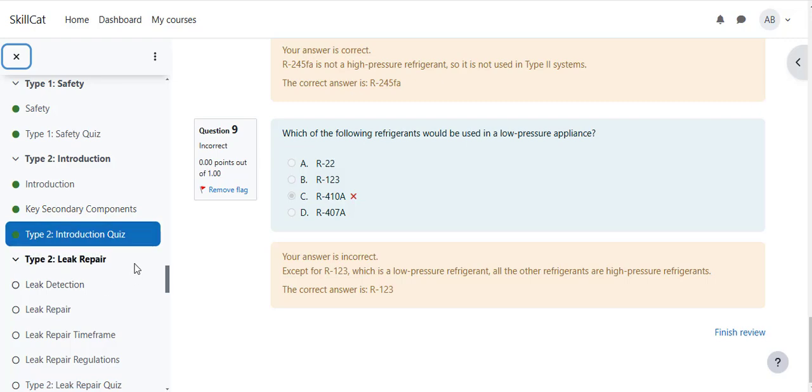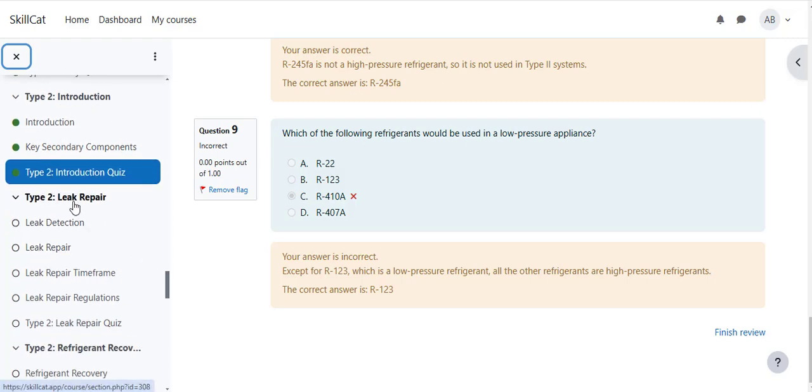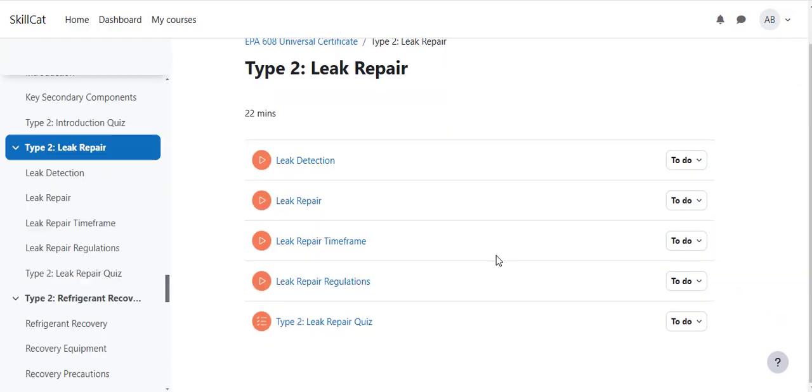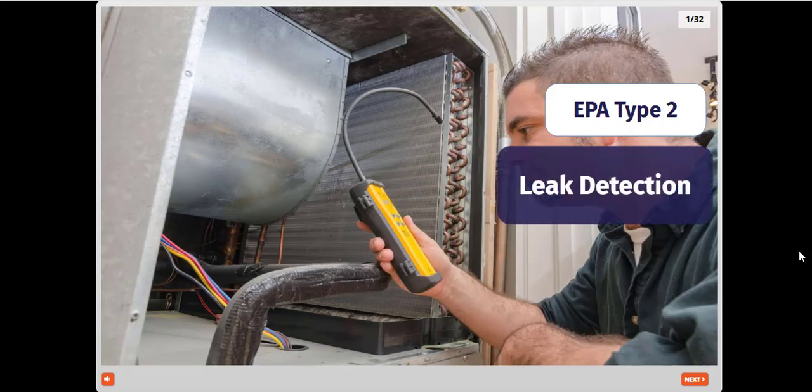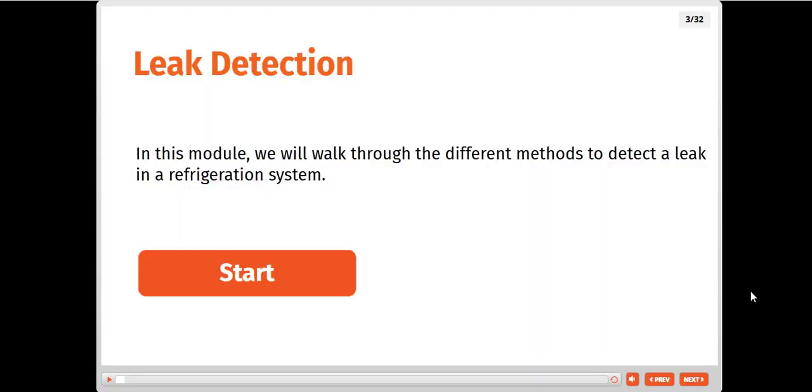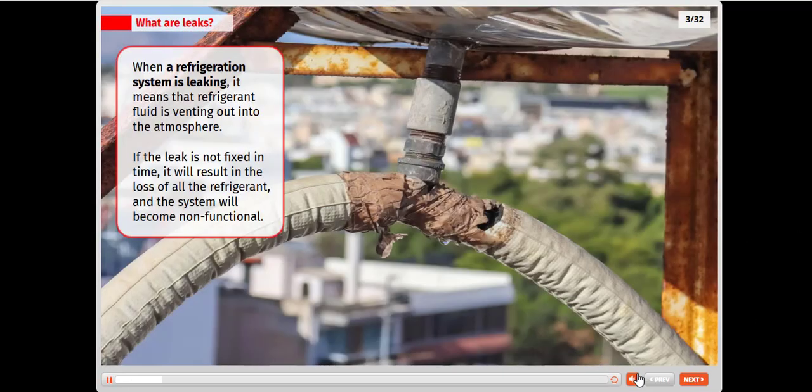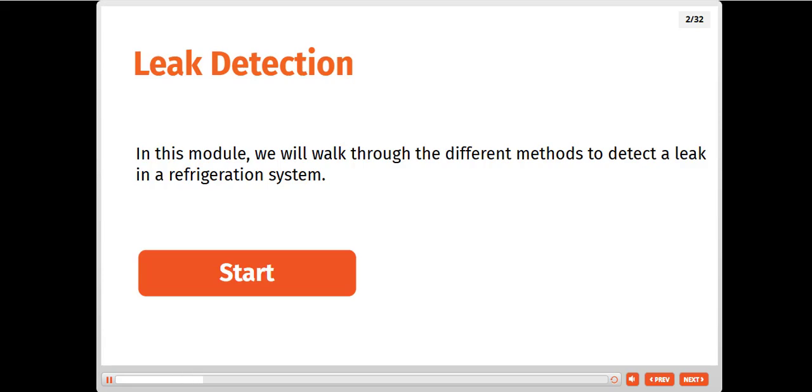Okay, so now we finish the introduction for type 2. Let's continue also in this video. Let's take leak detection. So we finish the introduction for type 2 and we'll take now leak detection. In this module, we will walk through the different methods to detect a leak in a refrigeration system.